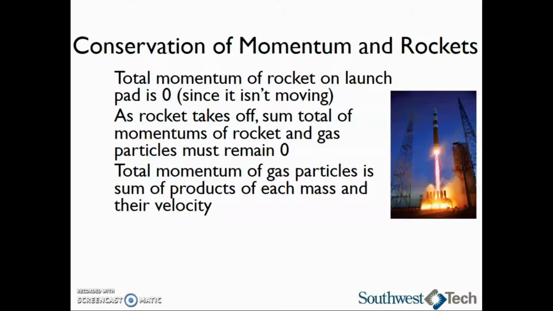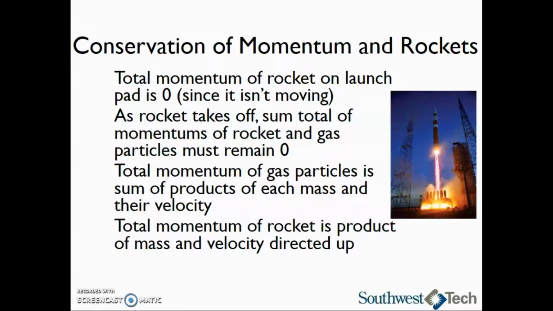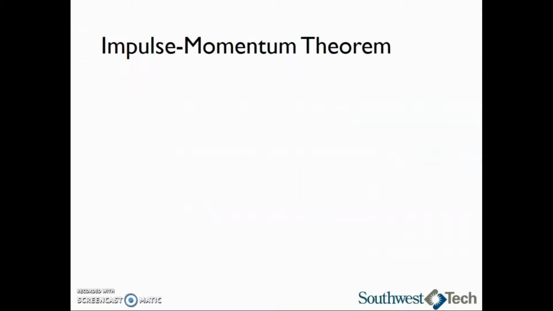Looking at the rocket, its momentum is the product of its mass times its velocity directed up. The momentum of the gas particles is directed down, so the total momentum of the system is the momentum of the rocket directed up and the momentum of all the gas particles directed down. Therefore, the total momentum of the rocket system will still be 0.